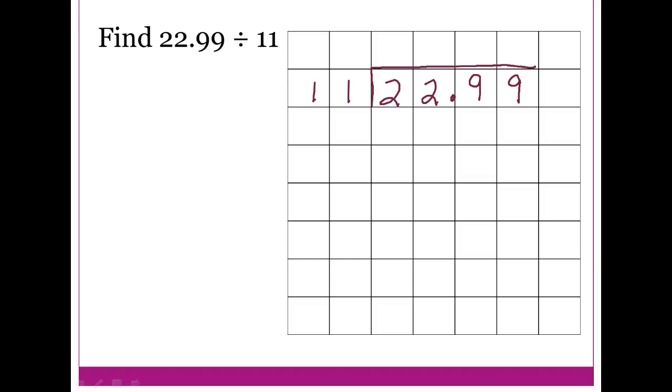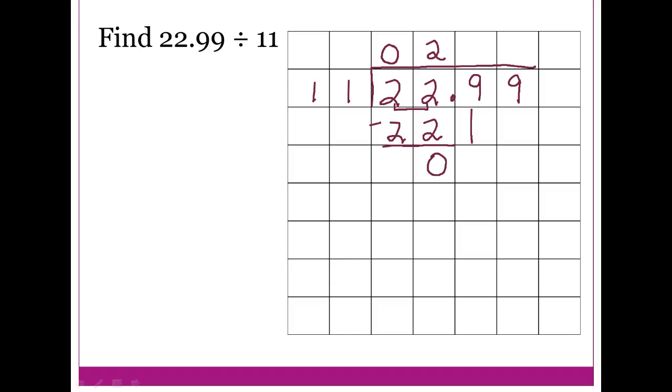It can't, and I like to put a 0 there as a placeholder. Then I'll include the next digit and check to see if 11 goes into 22. 2 times 11 is 22. I will subtract 22 and then continue by bringing down the next digit.